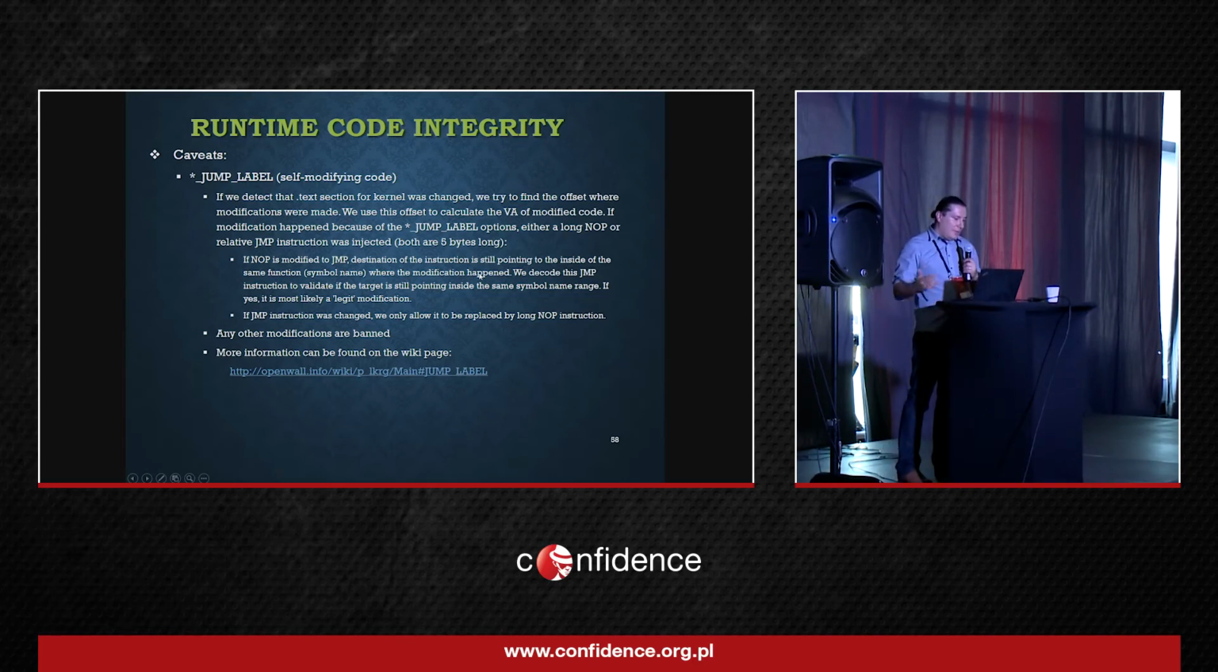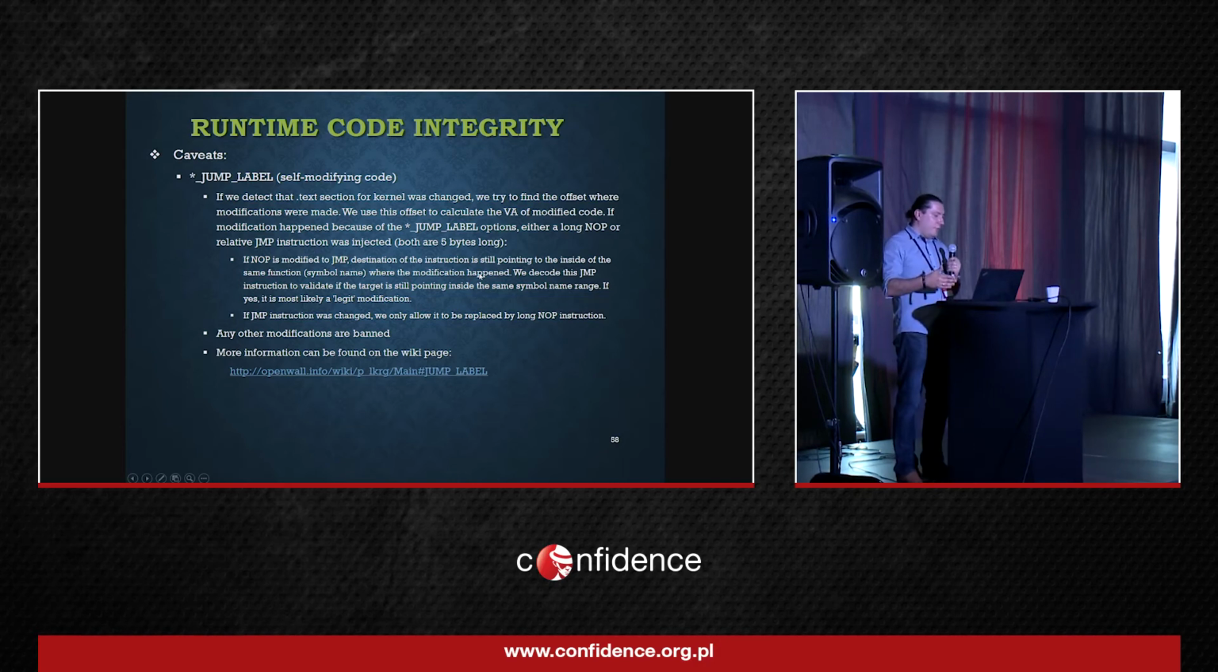So what happens if we detect that the text section of the kernel was changed? We try to find out the offset where the modification happened, and we use this offset to calculate the virtual address of this modified code. And if the modification happened because of the jump label, there are only two possibilities of what might physically happen. You might have an injected something called long nop, or you might have an injected something called relative jump instruction.